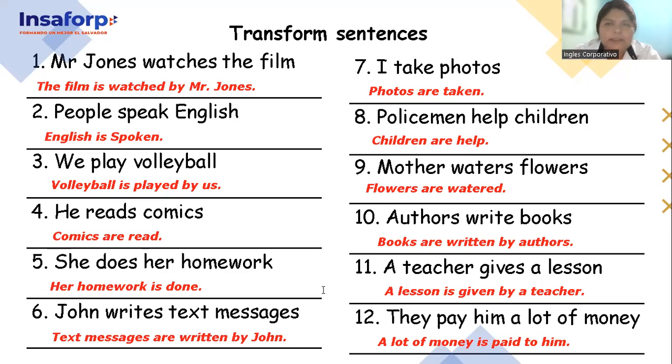Did you take a picture of those examples? Yes. May I switch the screen? Let me know. Hello, hello. Yes, guys? Yes. Okay.